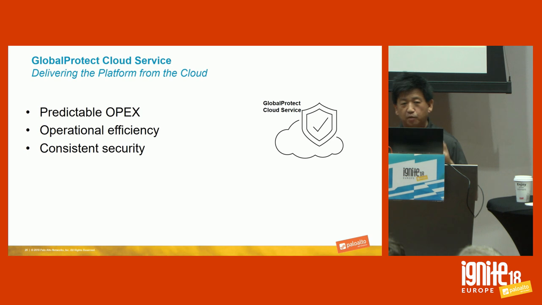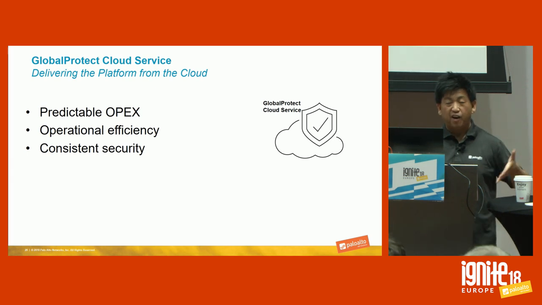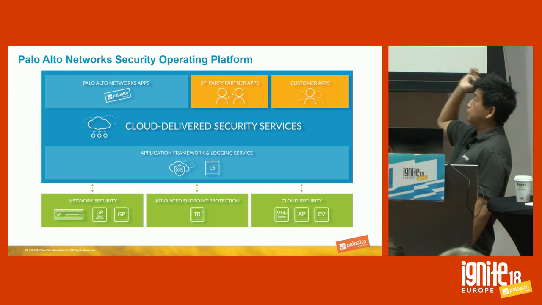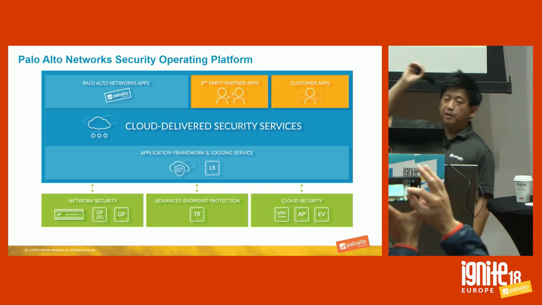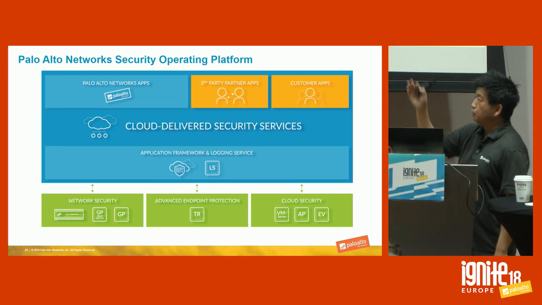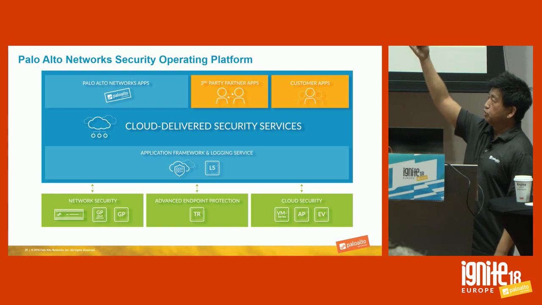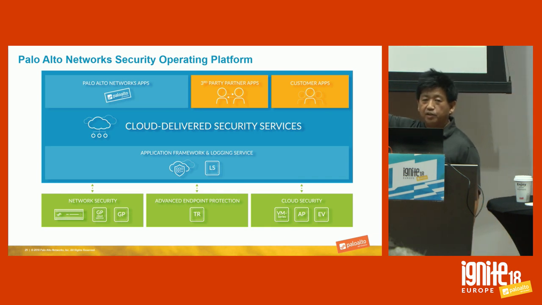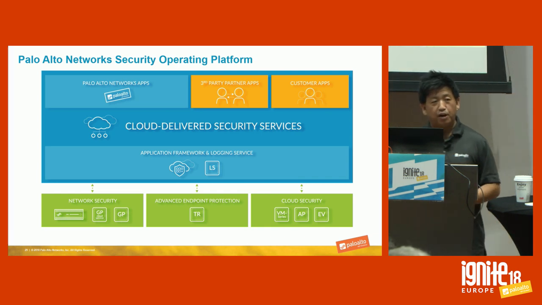And this is really just a more efficient way of doing firewall deployment than having to put the physical boxes in each of those locations. So GlobalProtect Cloud Service is really using all the things that we do in the platform. All the things that you've been seeing, we're talking about application framework, layering into logging service. GlobalProtect Cloud Service puts traffic logs into the logging service so that you can take advantage of all the other things that are happening in application framework.